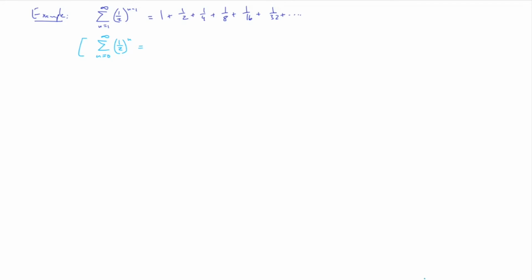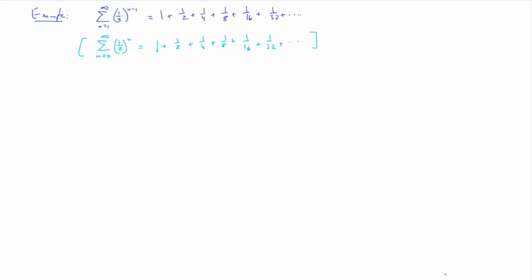We could look at the sum n equals 0 to infinity of 1/2 to the n. And it's exactly the same series, it's just a different way of writing it. In other words, when n equals 0, 1/2 to the 0 is 1. Just like when n equals 1, 1/2 to the 1 minus 1 is 1/2 to the 0, and that's where that first term of 1 came from.